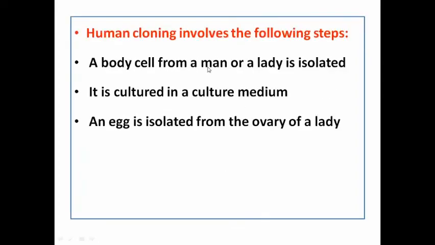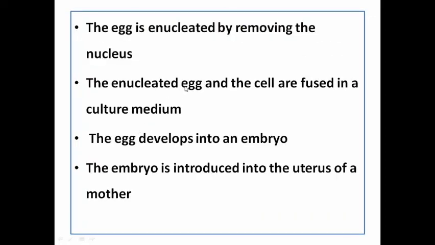So human cloning also involves the same steps that are followed in the Dolly sheep. A body cell from a man or a lady is first isolated. Then it is cultured in the culture medium. Then another egg is isolated from the ovary of another lady. This is the protocol for human cloning.